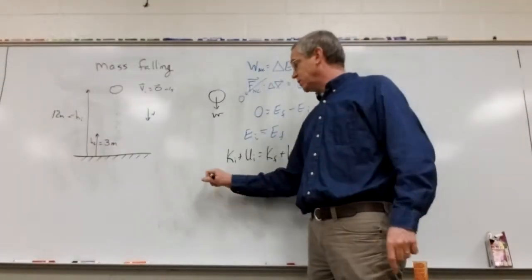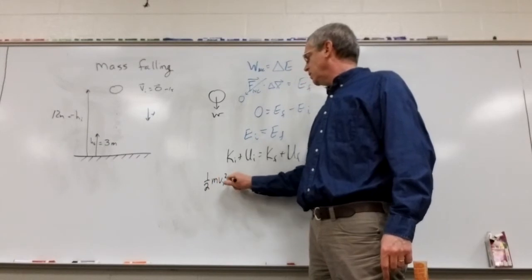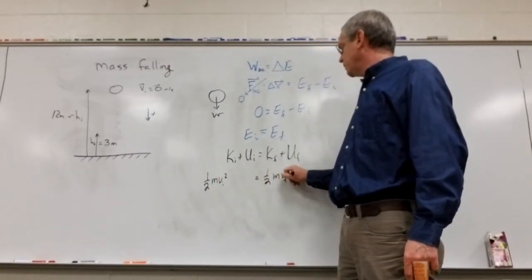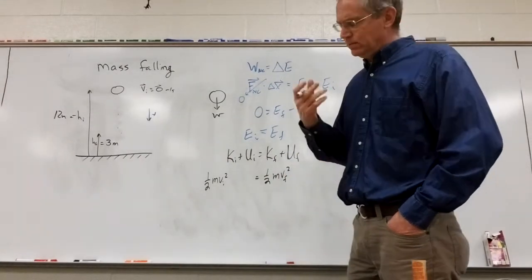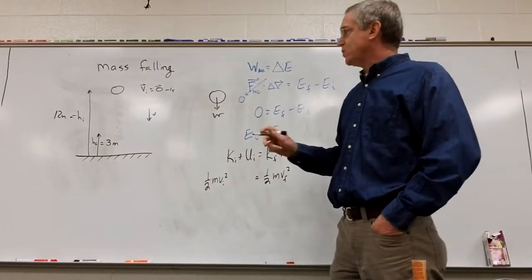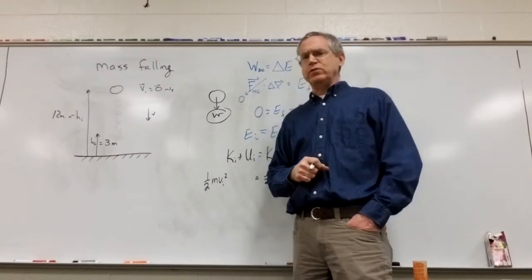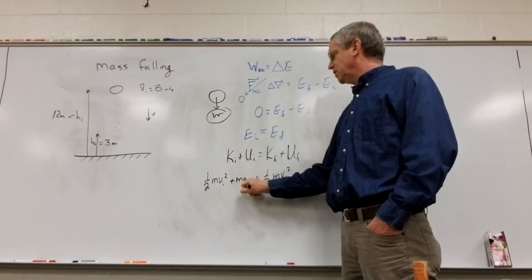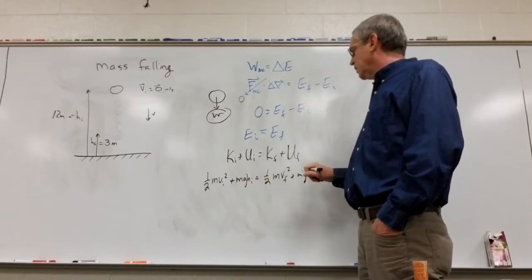I'm assuming that you said it correctly. This is 1/2 mv initial squared. And over here will be 1/2 mv final squared. My initial potential energy, what's the formula for potential energy? I'm hoping you said which one. The one associated with a relatively constant force due to gravity, in other words, a relatively constant weight. That would be mgh initial plus mgh final.